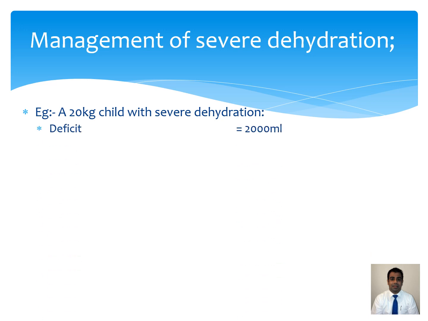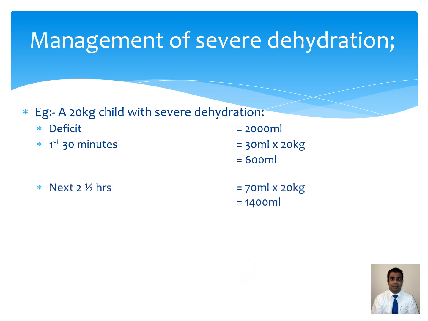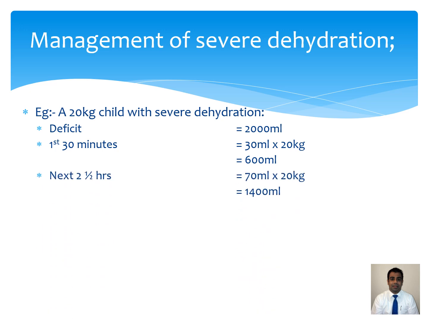Just to give you an example, management of severe dehydration: a 20 kilogram child with severe dehydration, what is the deficit? We said the deficit is calculated as 10% dehydration, which is 100 ml per kg. So your deficit is 100 into 20, which is 2000 milliliters. In the first 30 minutes you give 30 ml per kg or 600 ml, and in the next 2.5 hours you give 70 ml per kg or 1400 ml. So the total volume that you are going to give this 20 kilogram child is 2000 ml over 3 hours.